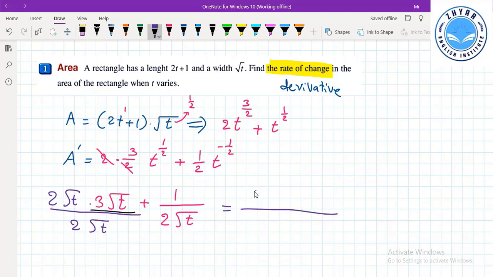2 times 3, 6. Radical t times radical t is just t, plus 1 over 2 radical t. We can also simplify this further. Having radical or having square root in the denominator is not simplest. And we just multiply up and down by square root t. Then the square root t times square root t will be just t in the denominator, and the numerator contains square root. This simplification is based on the multiple choices. At the end, we want our answer to look like the multiple choices. Then we can choose the right answer.